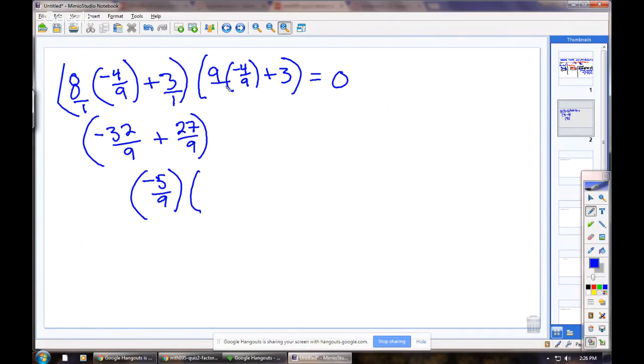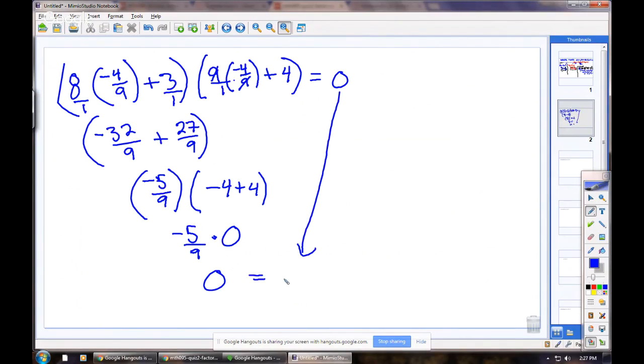Other side, 9/1, multiplying, the 9's divide out. So that gives me, oops, I made a mistake there. Thanks for pointing that out. I heard one of you there online in the future telling me that I messed up there. So here I have negative 4 plus 4, and that is 0. 0 times negative 5/9 is definitely 0, which matches what I had on the other side. And so this does indeed check.